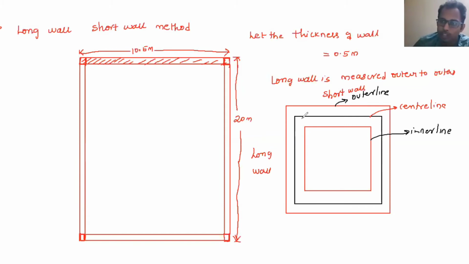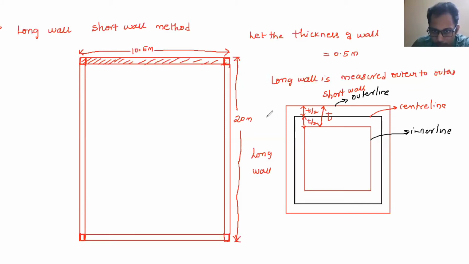Now, once you measure the center line distance, add the center line distance plus half thickness. So this is the total thickness, right? This is t by 2. This is again t by 2.